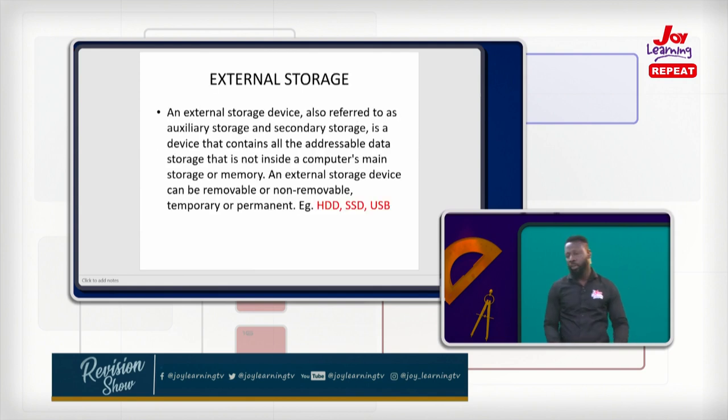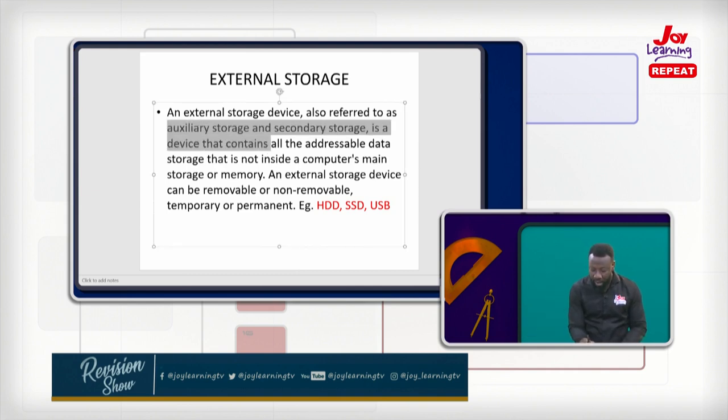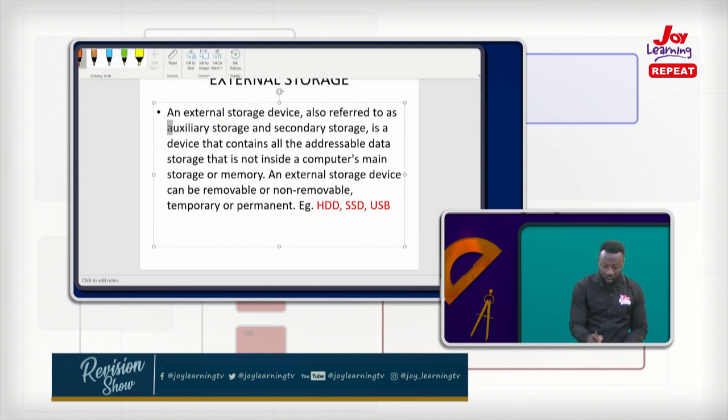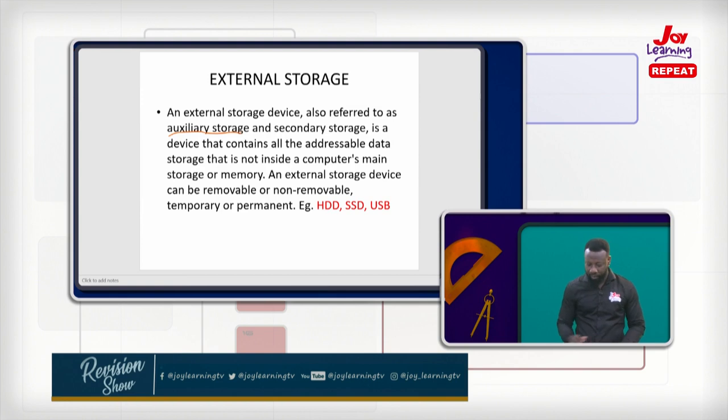Okay, now let's go to the external storage device. As I said, when we're talking about external storage devices, we are talking about devices that are outside, or sometimes they are called auxiliary storage devices or secondary storage devices. It's a device that contains all the addressable data stored that is not inside the computer's main storage. They contain data that is not in the computer's main storage or memory.